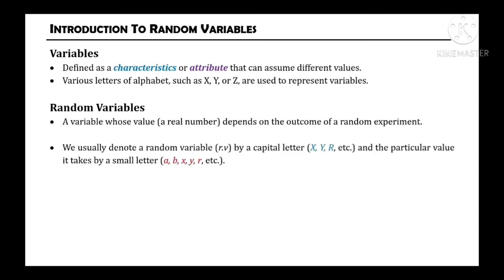We usually denote random variables by a capital letter and the particular value it takes by a small letter. So capital letters X, Y, R, and etc. are random variables, and the small letter is the value that can be taken by the random variable.